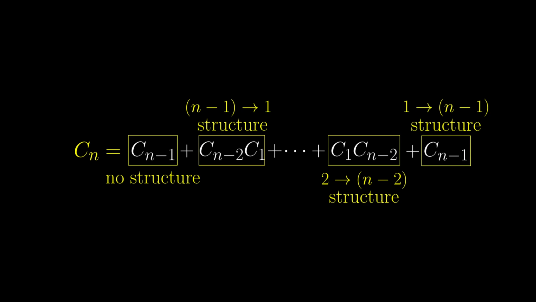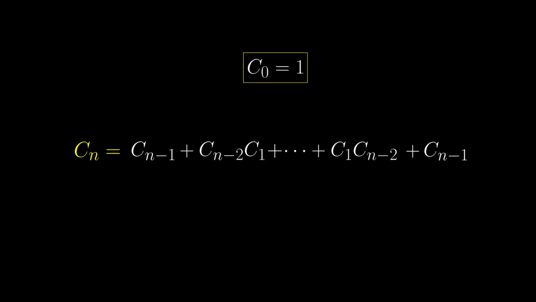We can make this recurrence relation look even nicer. If we define C0 to be 1, then we can rewrite the recurrence relation like this, so that every term is the product of two Catalan numbers.